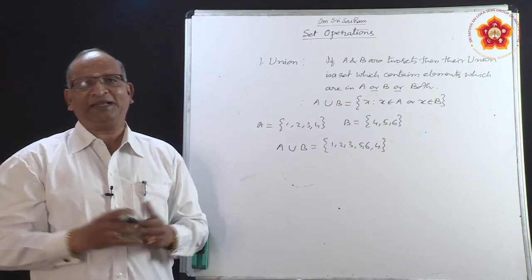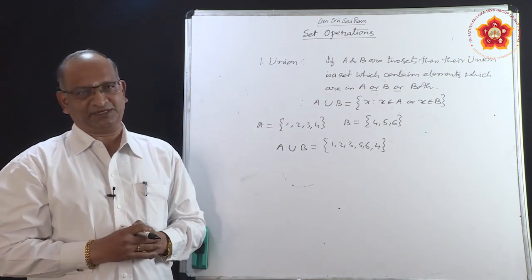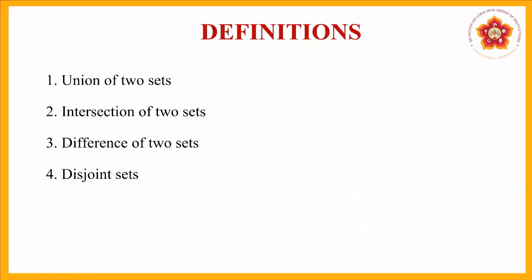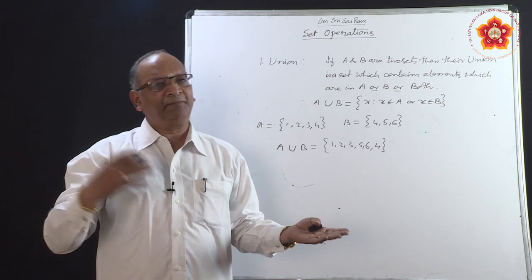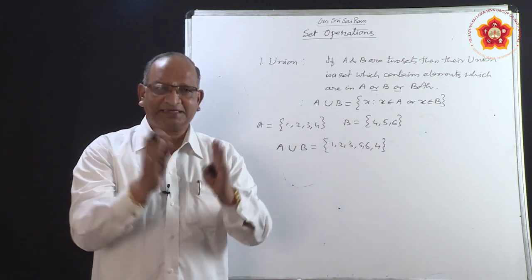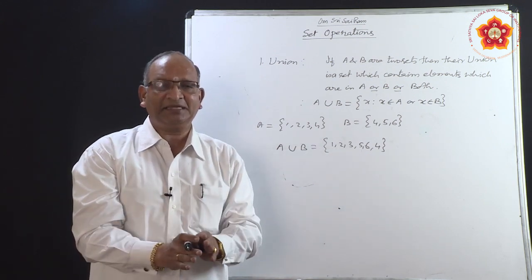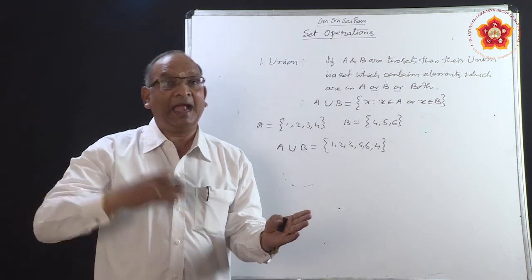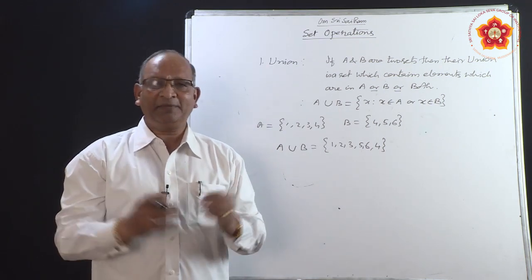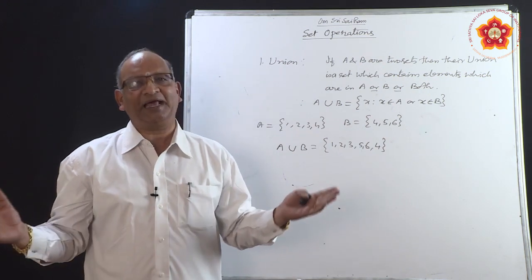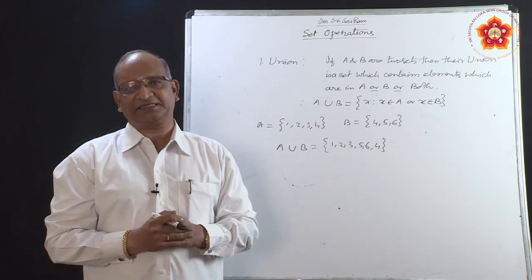The second operation is called intersection. What is intersection? If there are two sets, you can write the same definition. Instead of union, use the word intersection. So what does the definition say? If A is a set, B is another set, their intersection is a set which contains the elements which are in A and B both. Means common elements. The elements which are present in A as well as B is called the intersection of two sets.